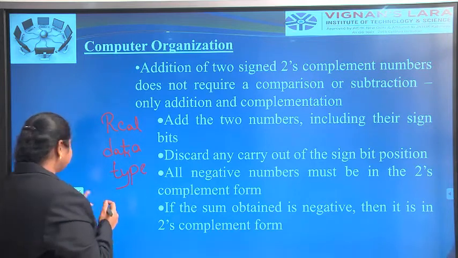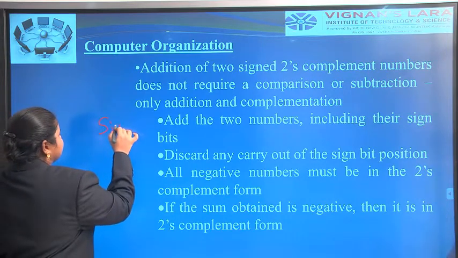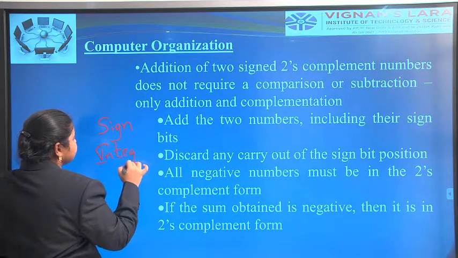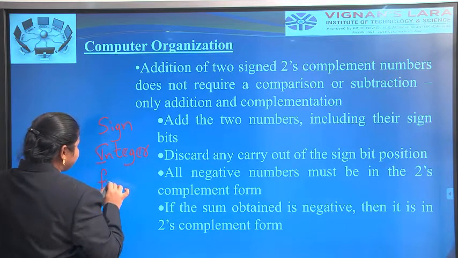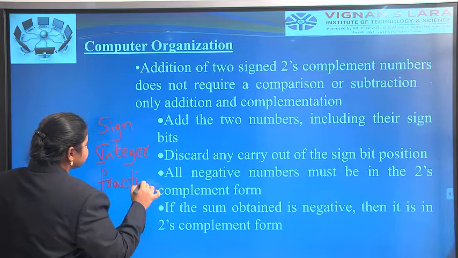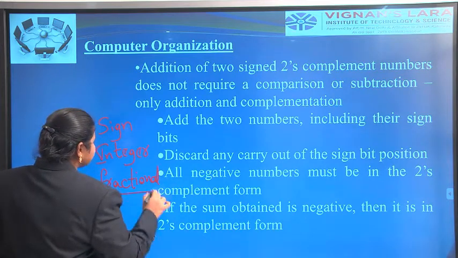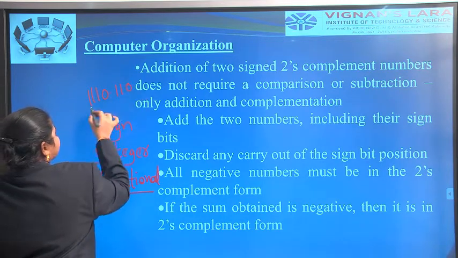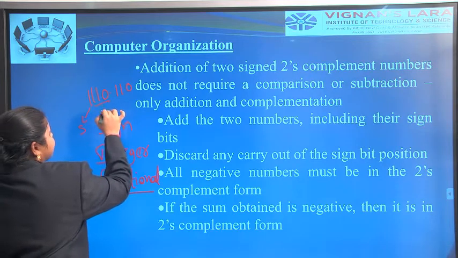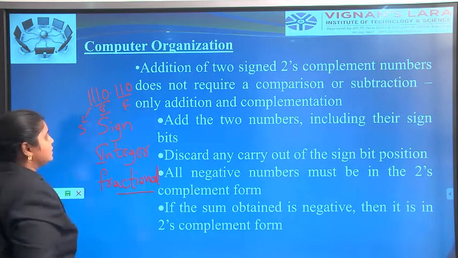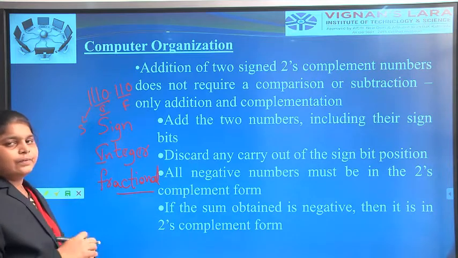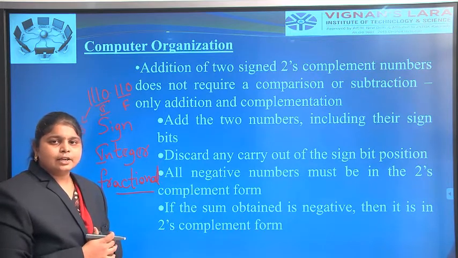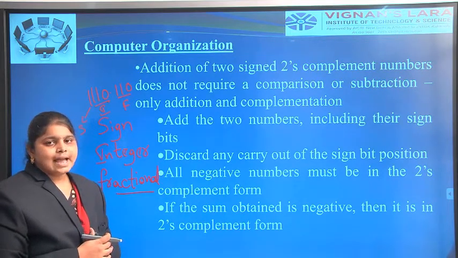It consists of three fields: one is the signed field, the integer field, and the fraction field. We consider these as three fields. This is the signed field, this is the integer field, this is the fraction field. There are also three possible ways of fixed point representation: signed magnitude, signed 1's complement and signed 2's complement.